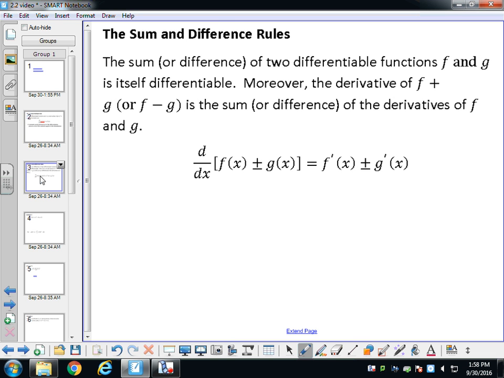And then the sum and difference rules. If I have two functions that I'm adding or subtracting together, what I can do is find the derivative of just the first function, the derivative of just the second function, and then the sign will stay the same in between that. This will be super useful when I want to find the derivatives of polynomial functions and I have a bunch of terms. I'm going to basically look at each term separately. And that's what we're going to do in our first example.